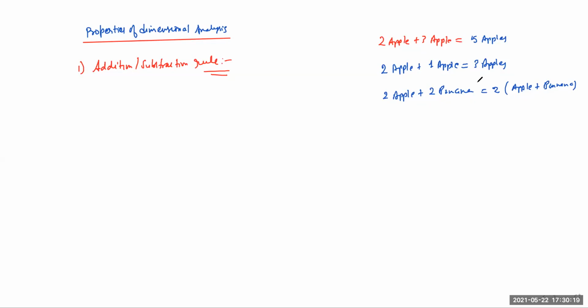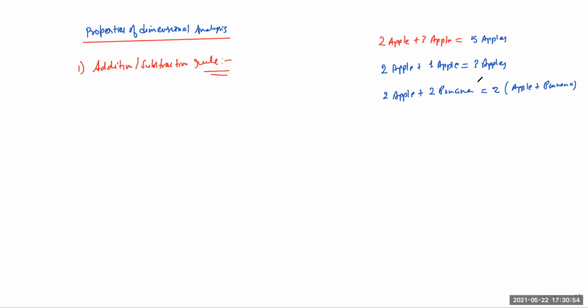Can you subtract apple minus banana? Let's say I say 5 apples minus 3 bananas. How much? Sir, by count we can, but not physically. So what is the meaning of 5 apples minus 3 bananas? Does it make any sense? No, sir. You cannot subtract two quantities which are physically different. So in physics, you cannot add or subtract two physical quantities which are different dimensionally.